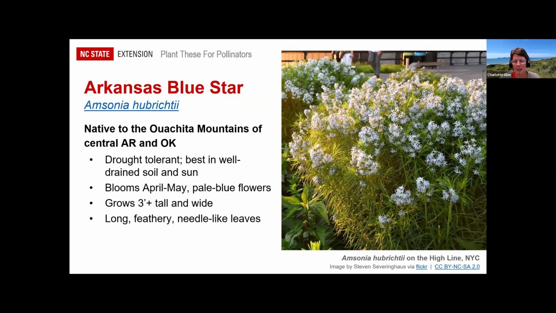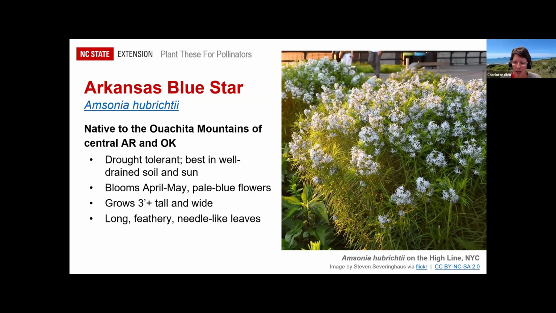It has actually a very narrow or small native range in the Ouachita Mountains, which are in central Arkansas and a little bit into Oklahoma. But it is one of the most adaptable species. So a lot of times when we see something with a pretty narrow range, we wouldn't expect it to be very adaptable, but this one certainly is. And it's very drought tolerant.